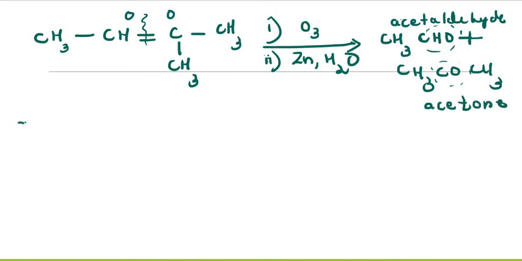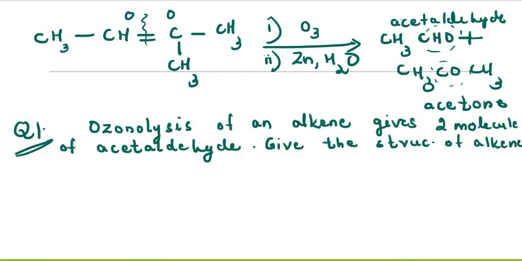Now let us consider one example, one question. It will be more clear to you. In this case, you are already given the ozonolysis product and you have to find out the structure of the alkene. It is again very simple. The simple way to find the ozonolysis product is to just separate the double bond and put oxygen on both sides. Similarly, if we are given the ozonolysis product and asked to find the structure of an alkene, let us see how to do it.